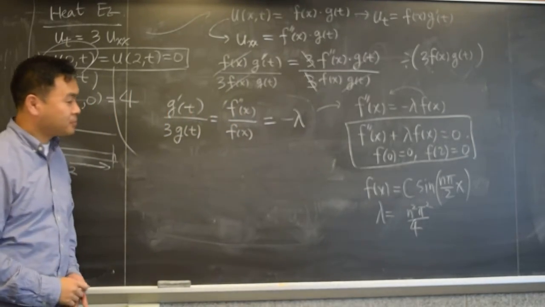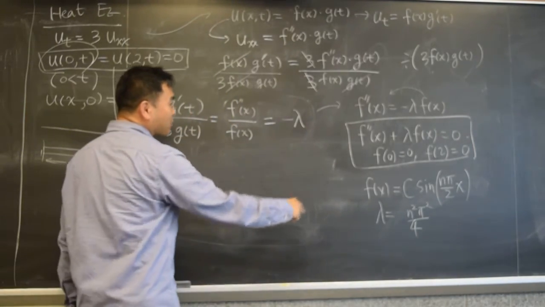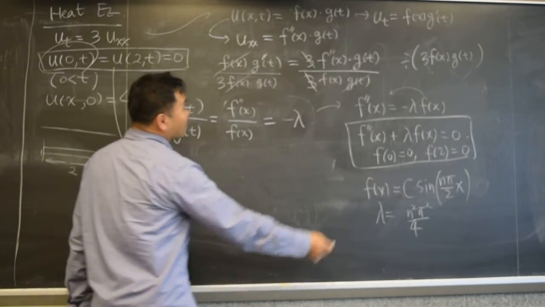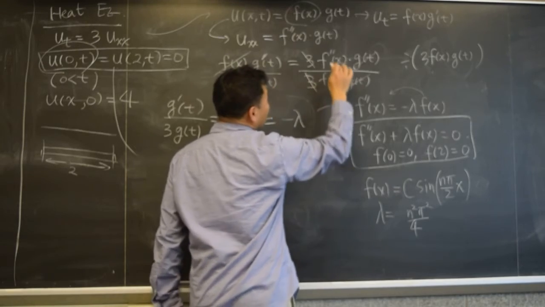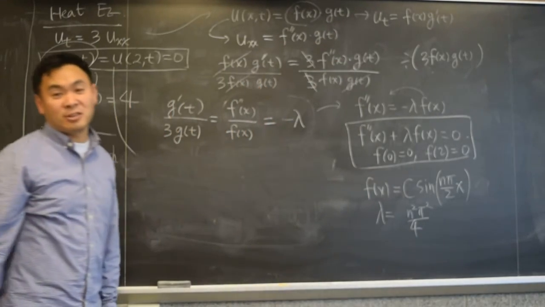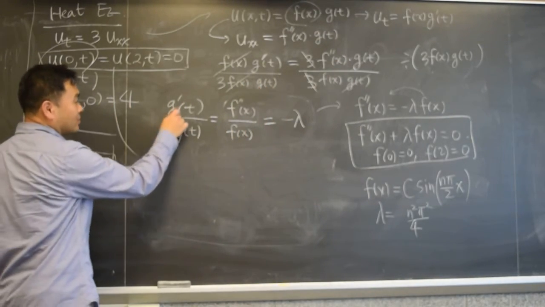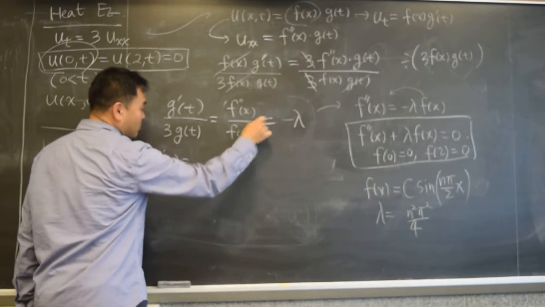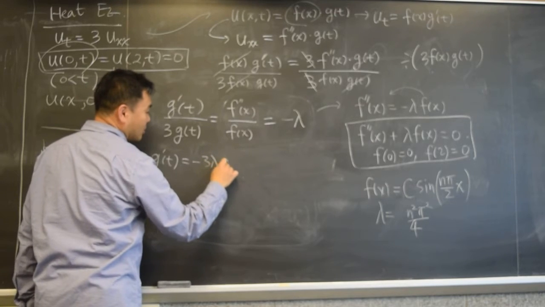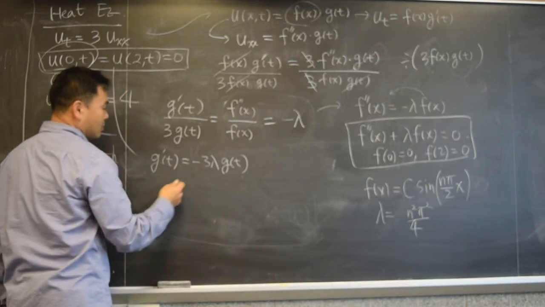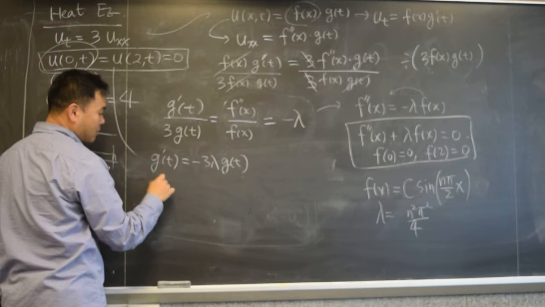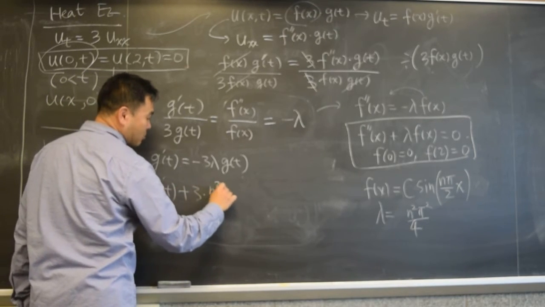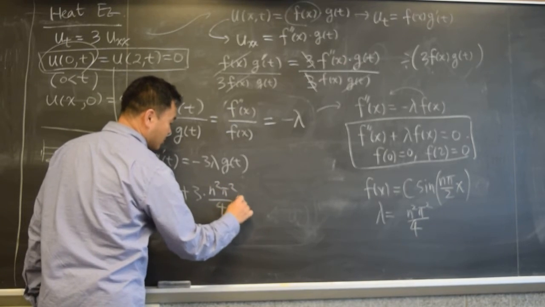Now what do we do? We got the value lambda. We found the function, which means we actually know what this is. Now we have to find g(t). How do you find g(t)? g prime of t, if you multiply this to the other side, is negative 3 lambda g(t). If you move it this way, you get g prime of t plus 3 lambda g(t) equals 0, but lambda is n squared pi squared over 4.